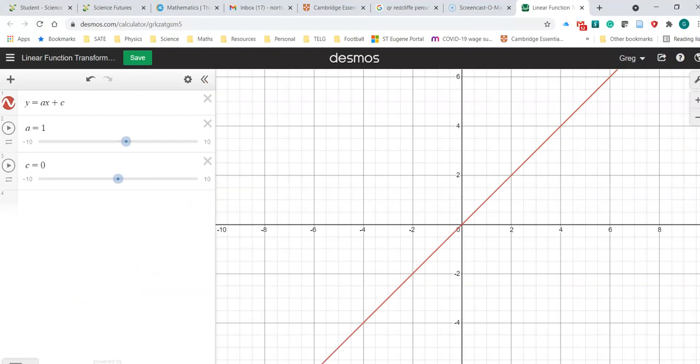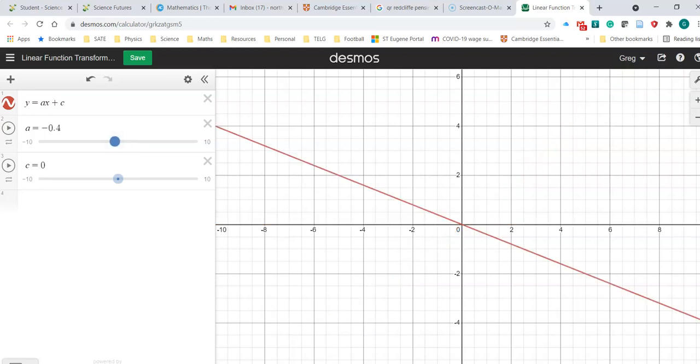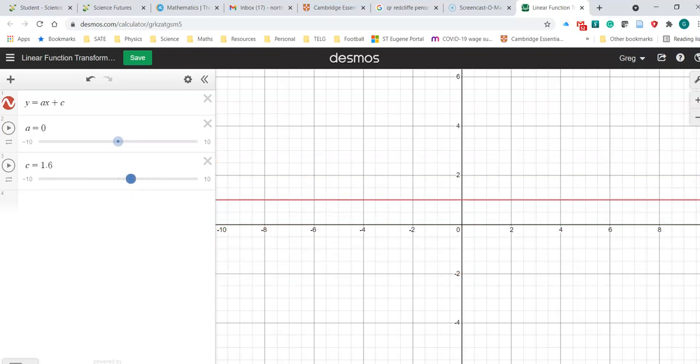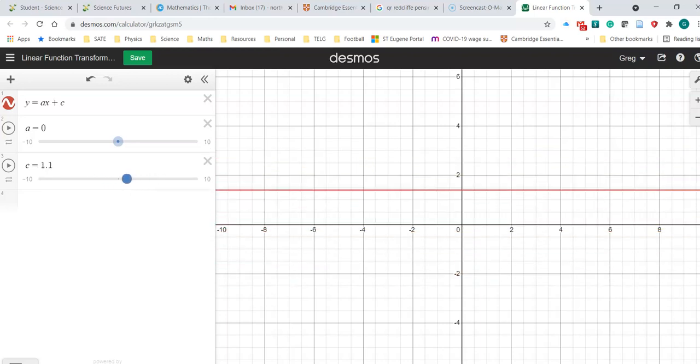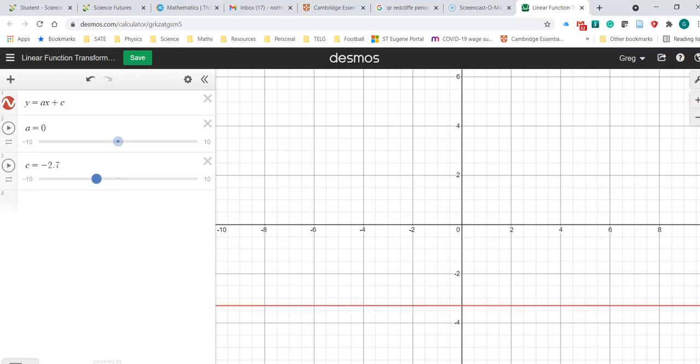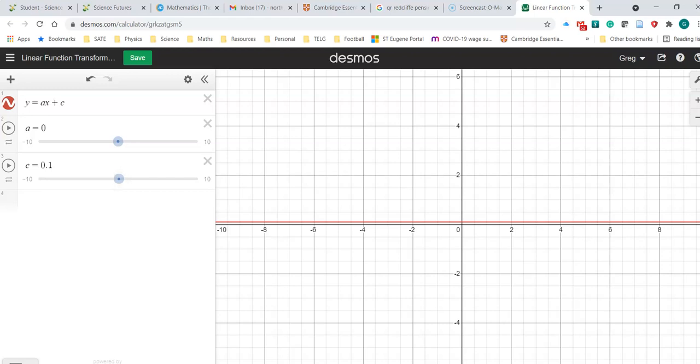So I've got C back. So what happens when I make A 0? It just goes horizontal, doesn't it? Okay, what does my equation become? So what if I make A 0, what's the only thing left? The constant. So it's just whatever C is. And you can see we talked about this last term. Horizontal lines, 0 gradient. So A equals 0 is a bit pointless because it doesn't do anything.